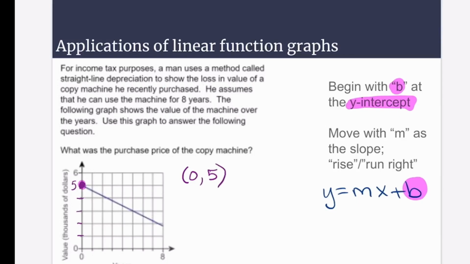That does not mean the number 5. So this is where the reading comes in. The value is 5 thousandths. So even though it's 0, 5, this is talking about $5,000. So $5,000 is the initial or starting value.